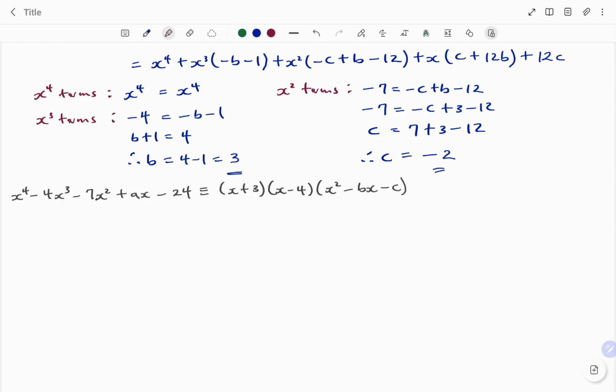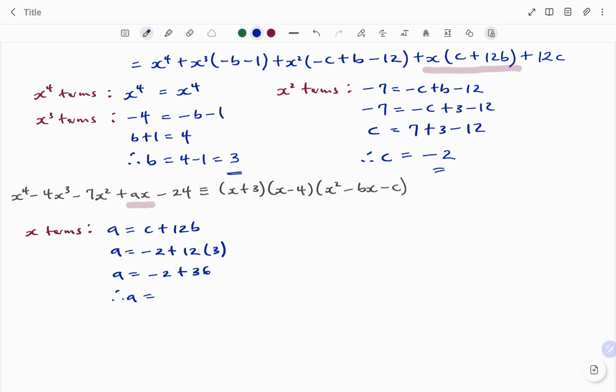The next step is to go to the coefficient of x. In our expansion, the x terms: we have a, that's the coefficient of x, equals, the expansion gives us c plus 12b. Remember, the value of c is minus 2, so we have a equals minus 2 plus 12b, and b also is 3. If I simplify, I have a equals minus 2 plus 36. Therefore, the value of a equals 34.